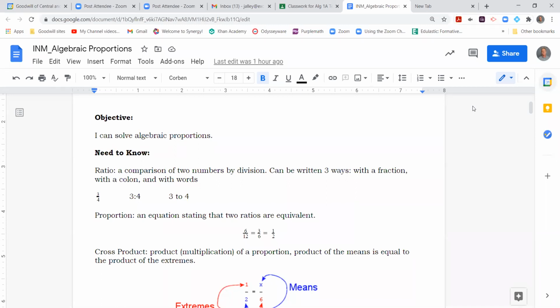So we're not going to worry about drawing plans or any of that sort of stuff. But understanding how to solve proportions is what we got to do. And it's not that complicated. It's just another form of multi-step equation.